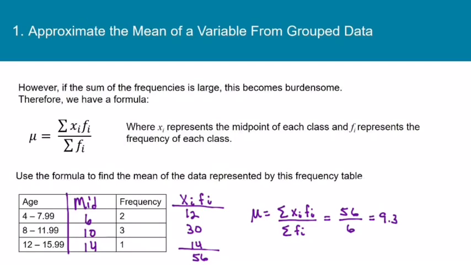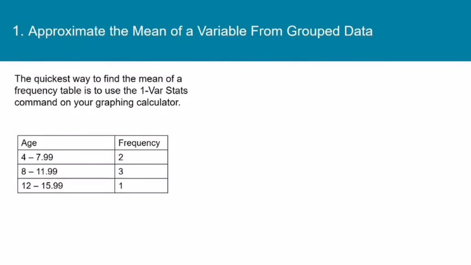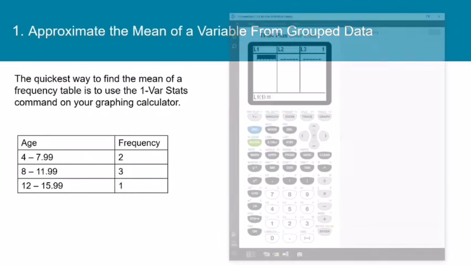We don't have to write a list of all the numbers. We just know we're going to count this midpoint this many times, and we do that for each class, and then we divide by the total number of observations. However, even though that formula does simplify things for us a little bit, if we have a frequency distribution with lots of classes, we can still find that it's a little tedious to use. So I'd like to show you how to use the one variable stats command on your graphing calculator.